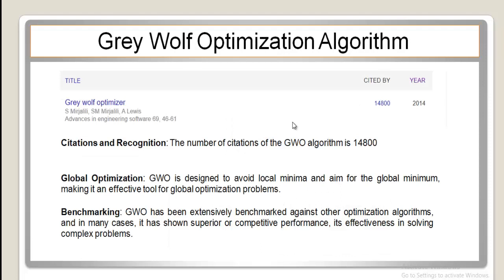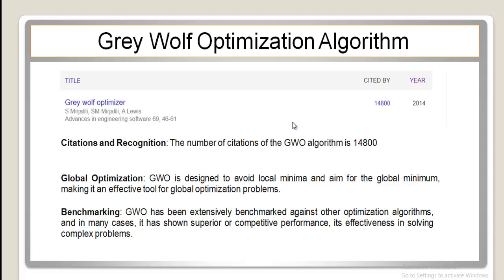First, its citations. The foundation paper of the gray wolf optimization algorithm has been cited more than 14,000 times since its publication in 2014, which speaks volumes about its impact and its importance in the field of optimization.